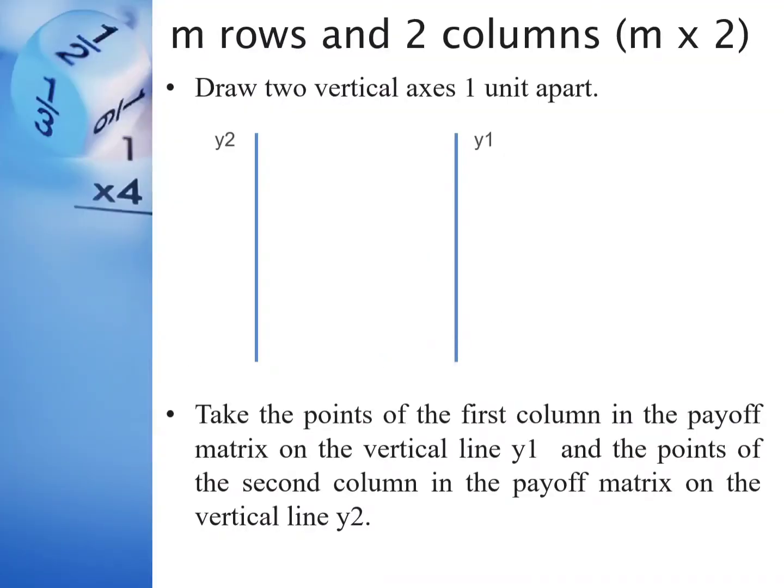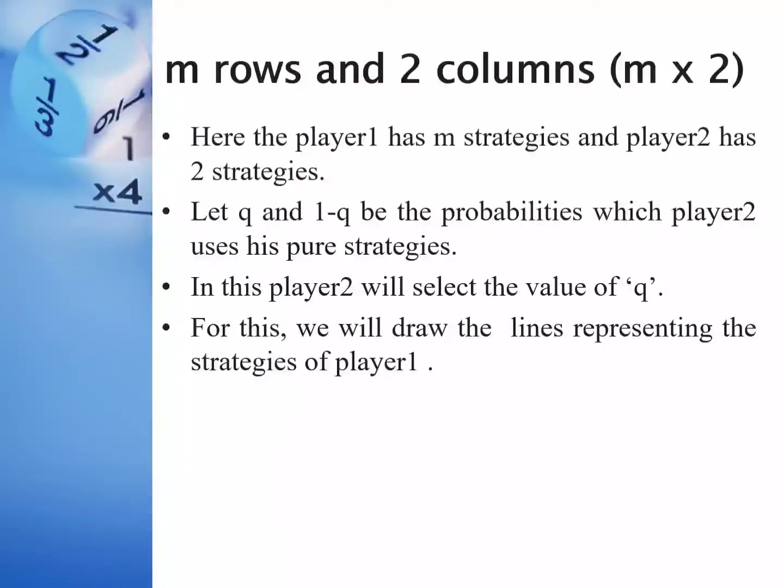Now, we are going to see the second method, that is m rows and 2 columns, that is m into 2 matrix. Here, we are going to draw 2 vertical axes 1 unit apart. Then take the points of the first column in the pair of matrix on the vertical line y1 and the points of the second column on vertical line y2. Here player 1 has m strategies and player 2 has 2 strategies. Let q and 1 minus q be the probabilities with which player 2 uses his pure strategies. In this, player 2 will select the value of q.